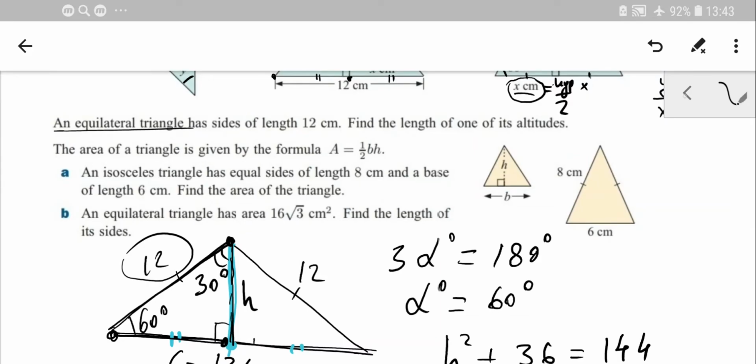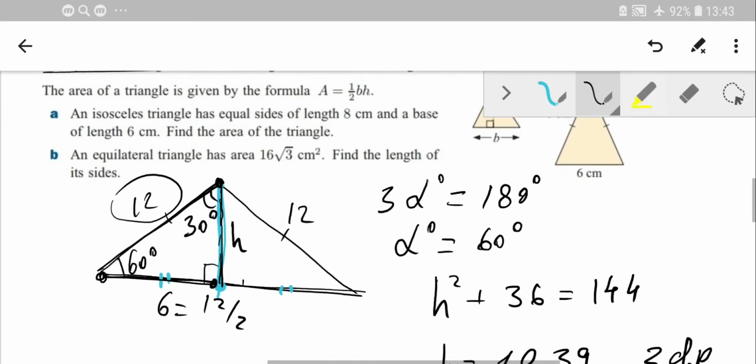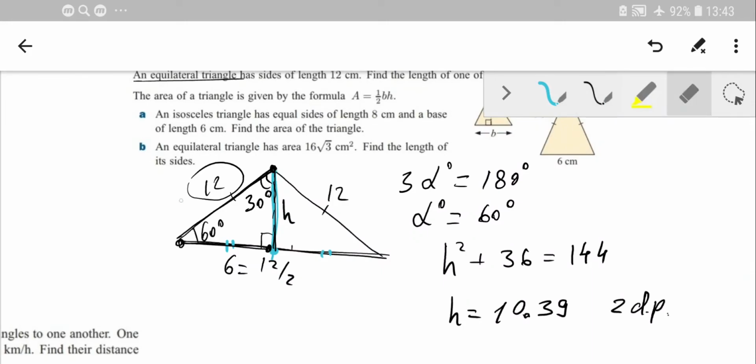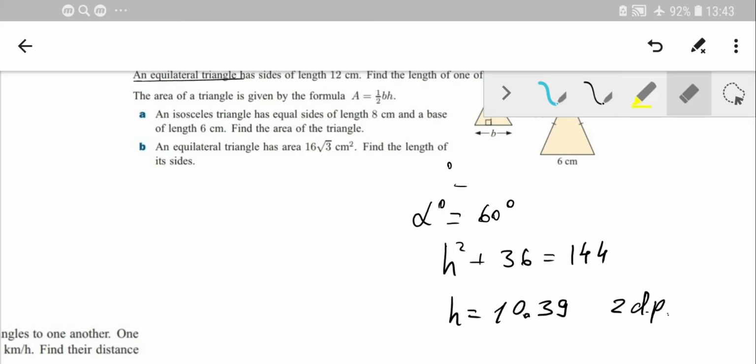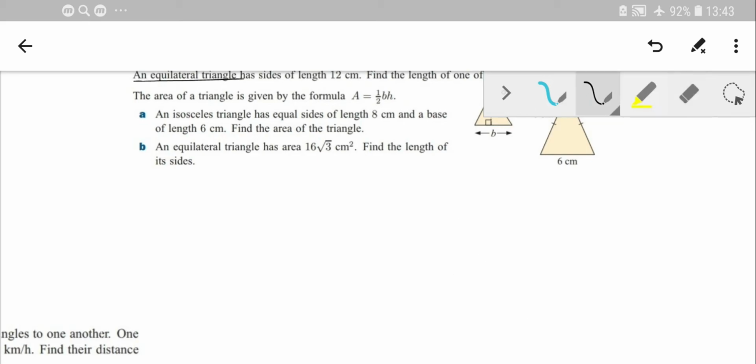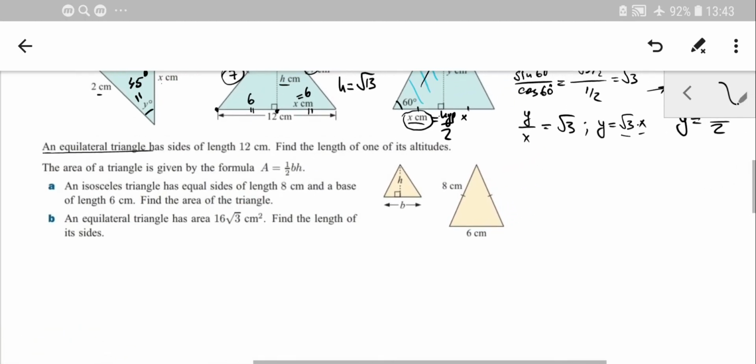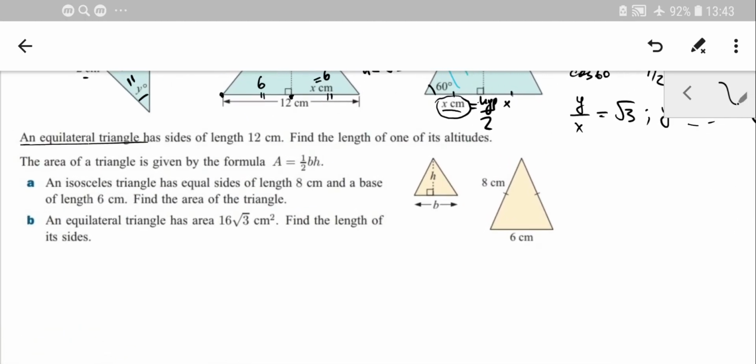So we've completed that. Let's erase. We need a space. All right. So what do we have? We have an area of a triangle given by the formula. Okay. So we have that.